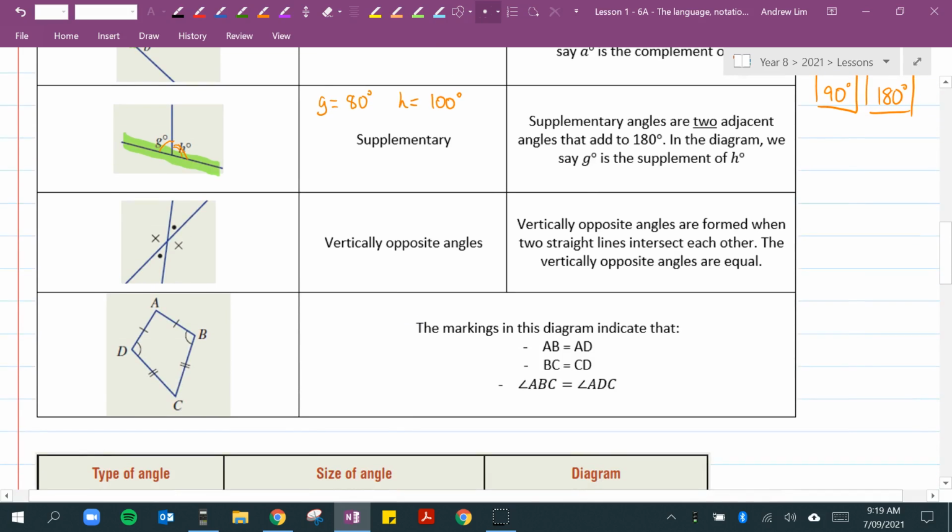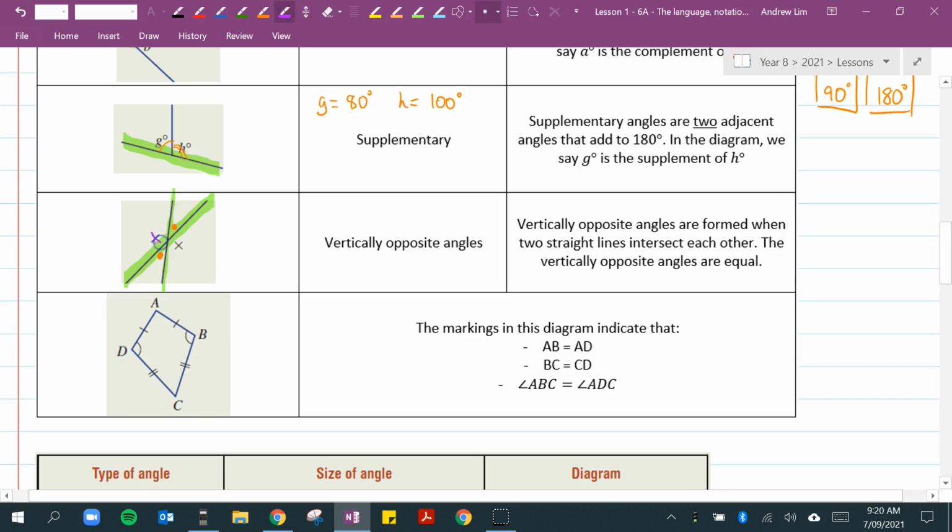Okay, vertically opposite angles. Vertically opposite angles are formed when two straight lines intersect each other, and the vertically opposite angles are equal. So here we've got two straight lines that have intersected each other. This one is vertically opposite to that, and they are actually equal to each other. So if the dot was 35 degrees, the other dot's 35 degrees as well.